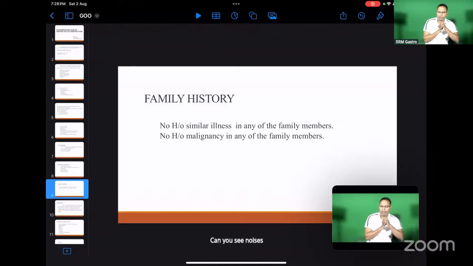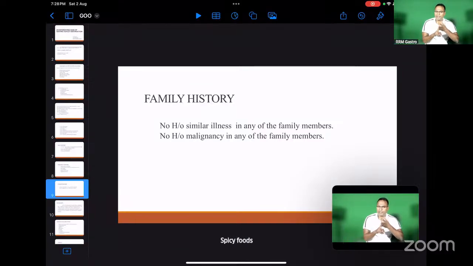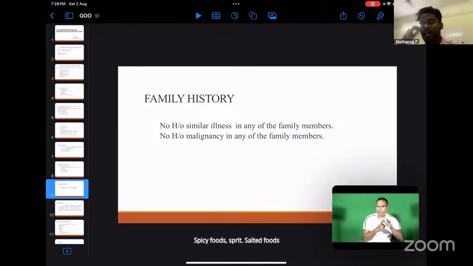Yes, sir. Most of you will know the important risk factors in diet: smoking, spicy foods, spirits, salted foods, salmon, stored foods, and smoked foods.